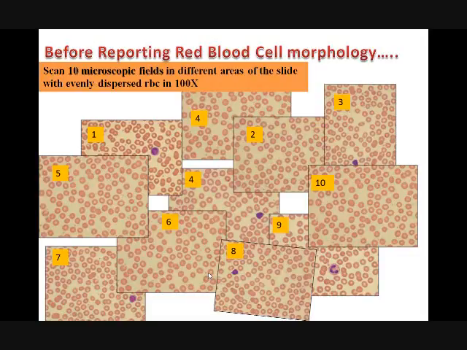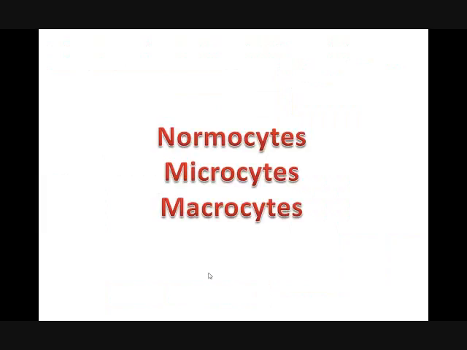You are looking for areas that are not too thin and not too thick. These are examples of areas that are just right, where the cells are touching but not overlapping. When we're discussing RBC morphology, we think in terms of normocytes, microcytes, and macrocytes. And we're going to discuss how we determine what is a normocyte, a microcyte, or a macrocyte.